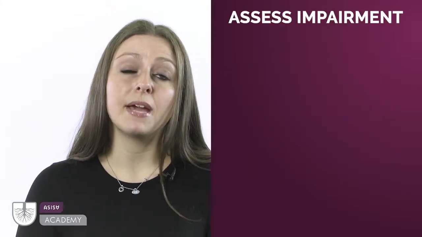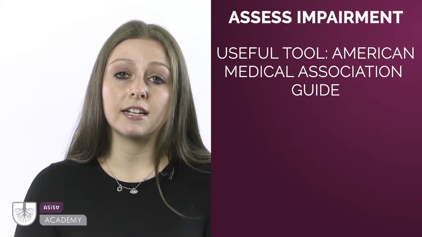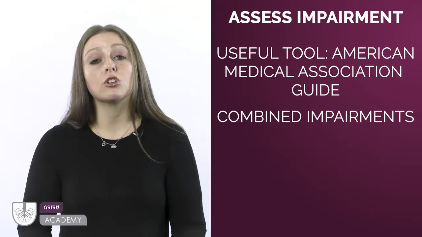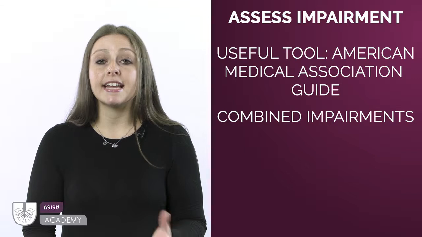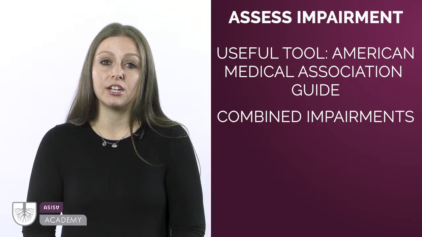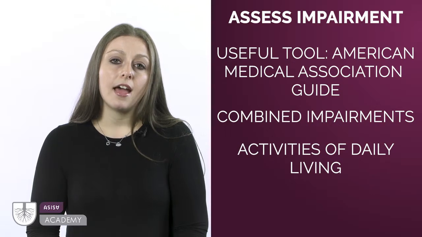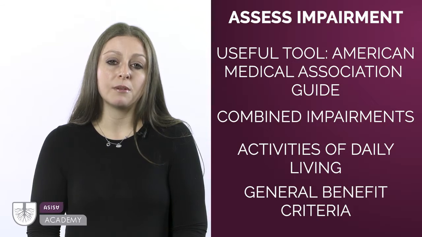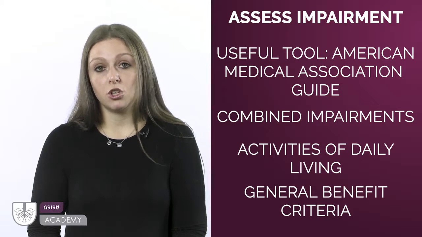In terms of assessing impairment, each company has their own definitions. A lot of companies use the American Medical Association guides to the evaluation of permanent impairment. Some companies would combine the impairments into one number to get a percentage, and other companies would use individual impairments. So you need to be guided by the benefit definition. Some companies would use activities of daily living to assess the claims, and others have general benefit criteria. So you need to be guided by the policy in terms of impairment, bearing in mind you need all the medicals and specialist reports to come to your decision.